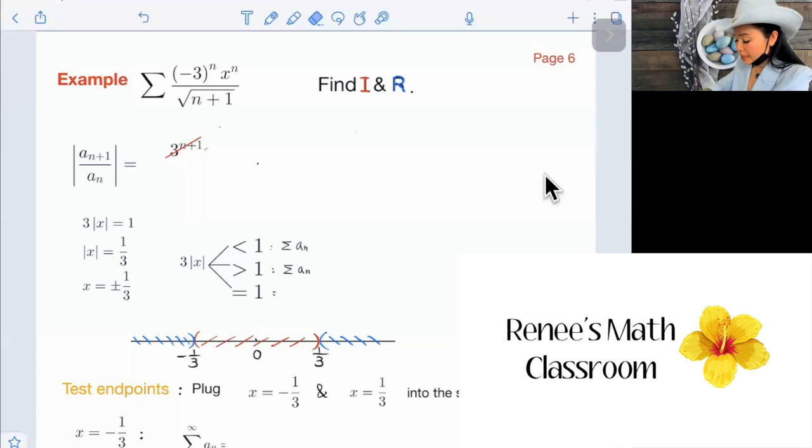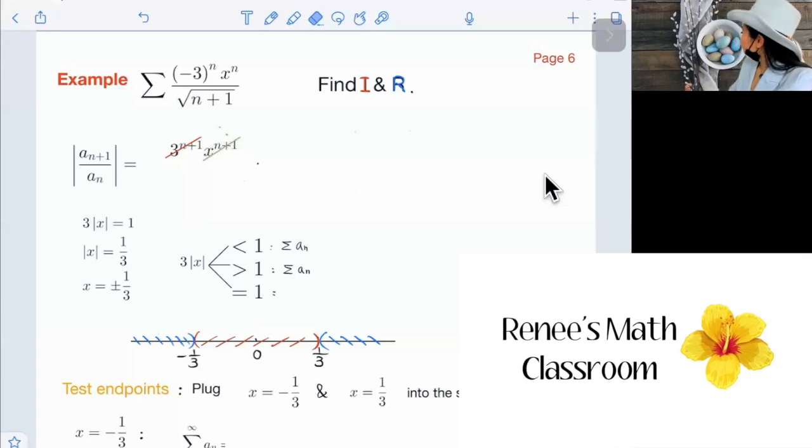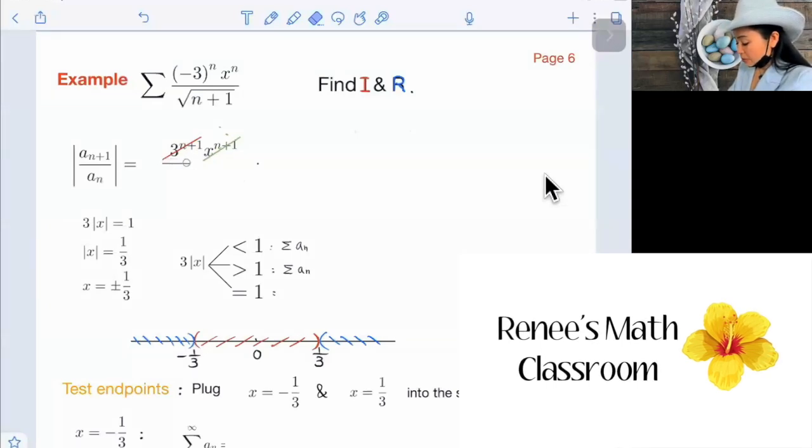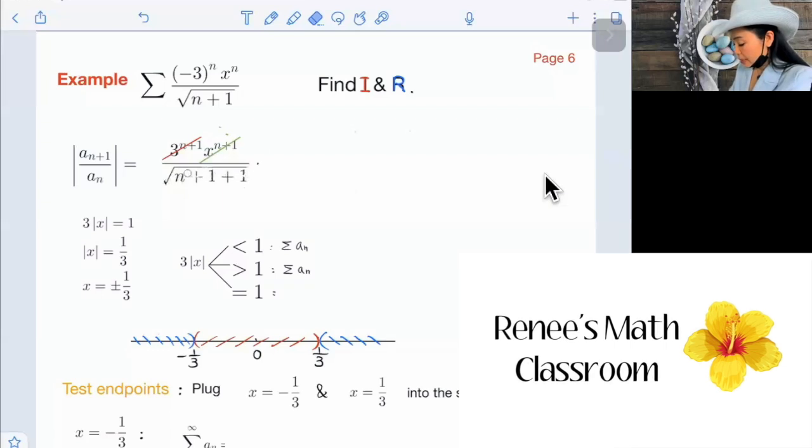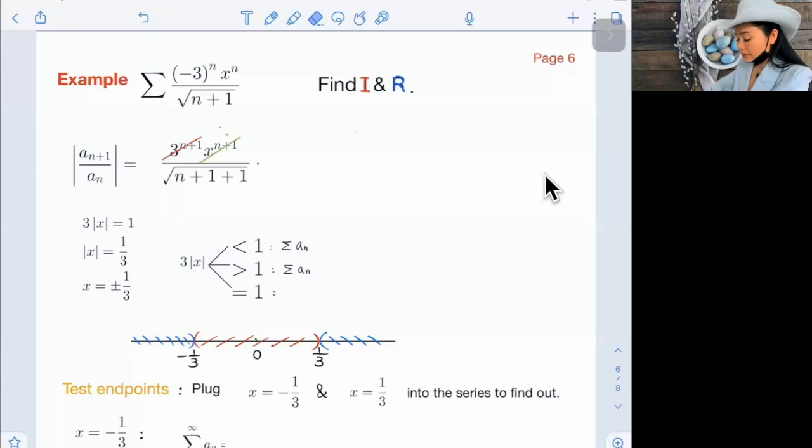And then times x to the n plus 1, right? And then divide by what? Square root of n plus 2. Yes, you got it. Okay, n plus 2. So this is a_{n+1}. And then the absolute value of this. And then we're going to multiply by the reciprocal of a_n. That way we're going to take this denominator and flip it to the numerator, right?